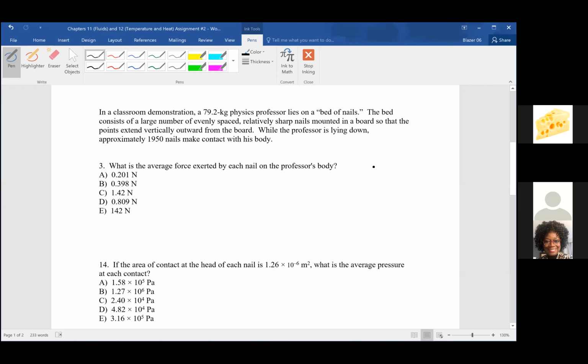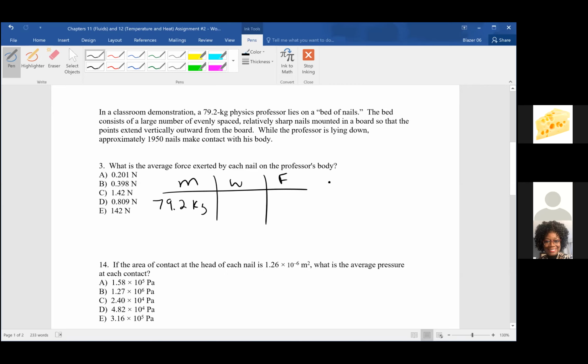So the average force. Now, first of all, they gave us his mass. So from his mass, of course, we can find his weight. And the weight is a unit of force. So we find his weight, and then once we find that force, it says what's the average force on each nail. So the average force per nail would be his weight divided by how many nails we have. So first let's find his weight, and then we'll find the average force.